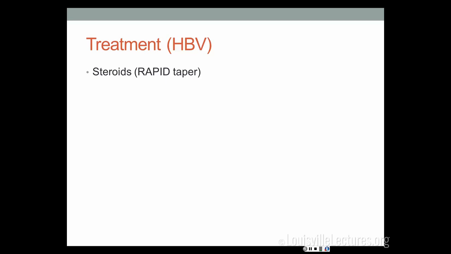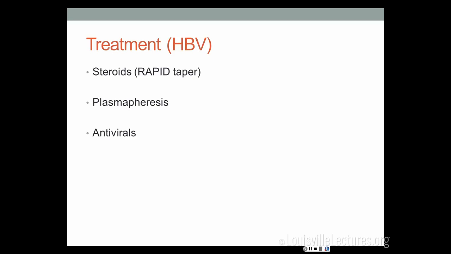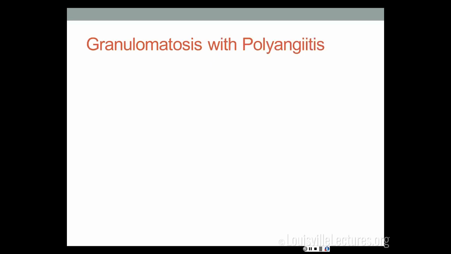So basically you give them high-dose steroids for a week, and then you cut it in half every day the next week until it's gone. So it's a very rapid steroid taper. If they have severe disease, you can do plasmapheresis, because presumably the hepatitis B antibody complexes are what's driving this. So you can do plasmapheresis, and then you treat the hepatitis B, and that essentially fixes the disease. Any questions there?